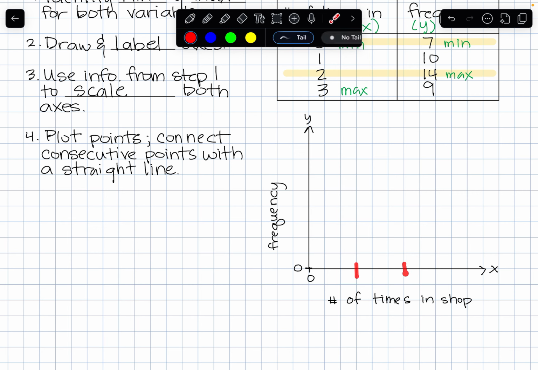So let's see how I can fit that. 1, 2, 3. Counting by 3 boxes fits perfectly. So let's go ahead and do that. 1, 2, 3. On the y's, I need to go all the way up to 14. 2, 4, 6, 8, 10, 12, 14. That fits nicely if we count by 2's. So 2, 4, 6, 8, 10, 12, 14.